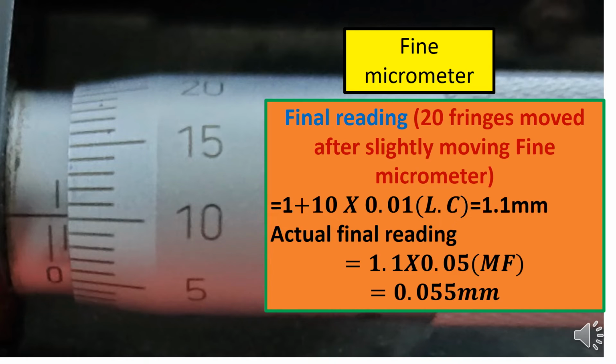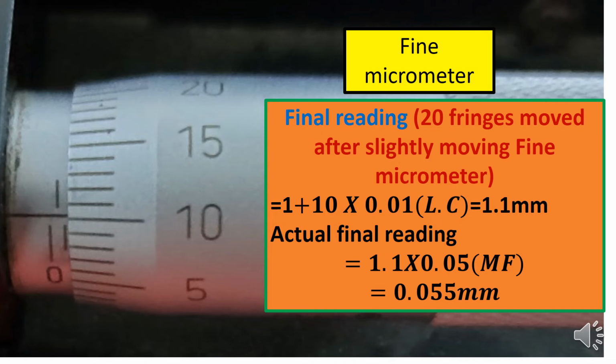Now the fine micrometer has the final reading when the number of fringes have moved by using the screws behind the fixed mirror. If you move those, only the fine micrometer has been moved in such a way that 20 fringes have been displaced. You can see the video for what I want to say.